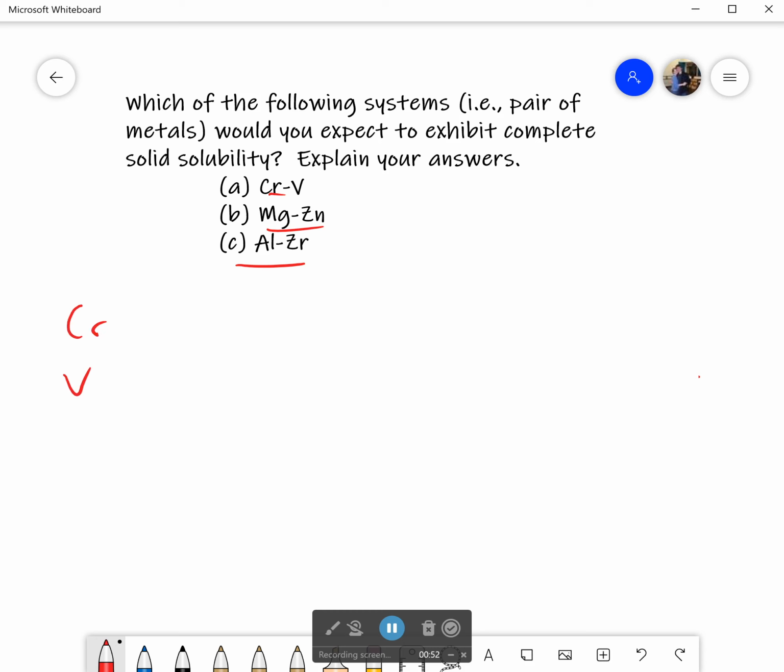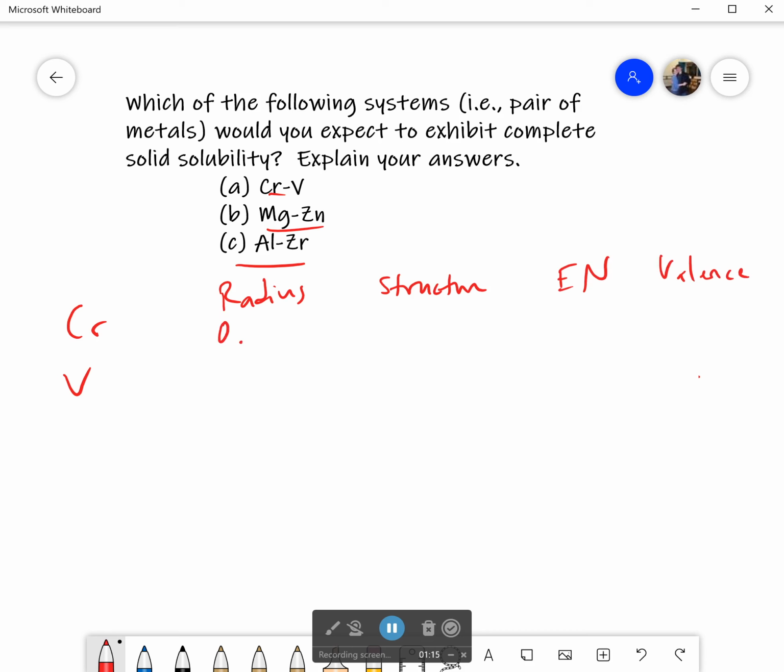Now to be able to solve these problems, you're going to have to look at some tables in your book. And one of the things you want to find are the following. You want to find their atomic radii. You want to find their crystal structure. You want to find their electronegativity. And you want to find their valence. You need to know all of these things.